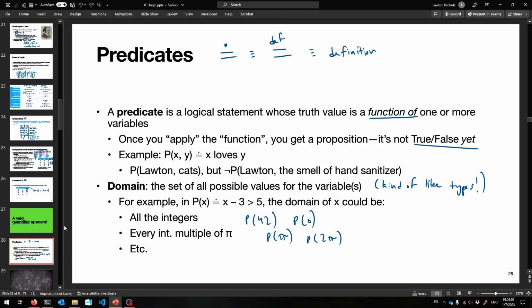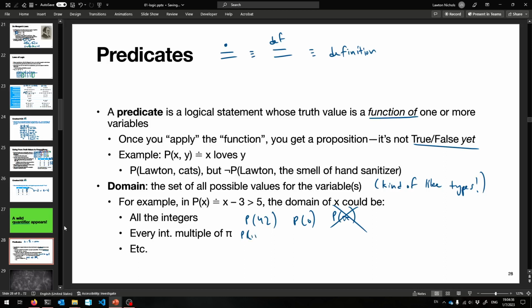But it all depends, right? You cannot apply this P to a person. Does that make sense? Because the right side makes no sense when you do that. So you need a domain. You need a type for the arguments of your predicate. But it can be anything. With all the integers, you can apply it to 42 and 0. But if your domain is the integers, that means you can't apply P to pi yet. Maybe you wanted pi. So you can say that the domain is every integer multiple of pi.